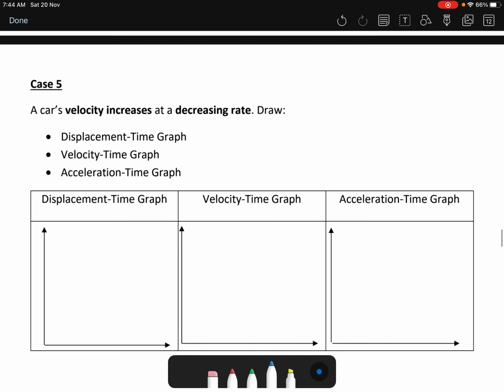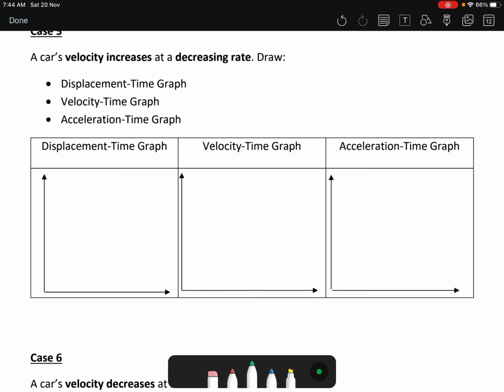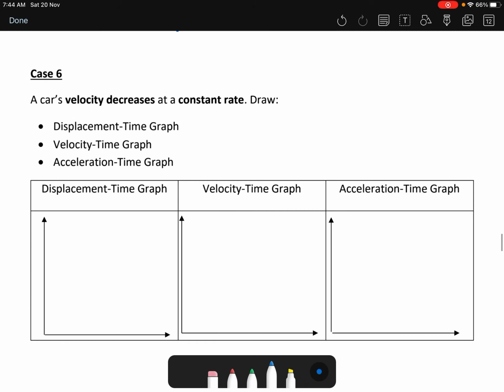Now we move on to case 5. Case 5 is where my velocity increases at a decreasing rate. Same thing, my velocity starts from low to high. But what about the gradient? The gradient becomes less and less steep, or more gentle. That's what I call decreasing rate. So the velocity is like this. At the start you can see it's steep, then after that, getting more and more gentle until maybe it becomes like this.